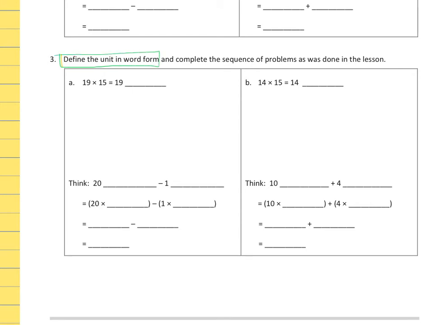All right, for number 3, they want us to define, I'll do it in green, the unit in word form and then complete the sequence of problems as done in the lesson. So we're just going to skip doing the tape diagram and kind of go into more of the mental strategies that we did in the previous 2 problems. So we have 19 times 15, so they want to know 19 what? What's the unit? Well, it's going to be 19 15s, so we're going to write 15s out. And then think of, okay, well, if I go up to 20 15s and figure what that is, and then take away a 15, that would give me the answer for 19 15s. So we have 20 15s.